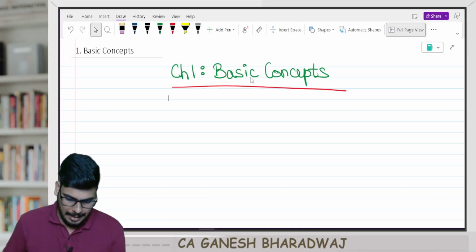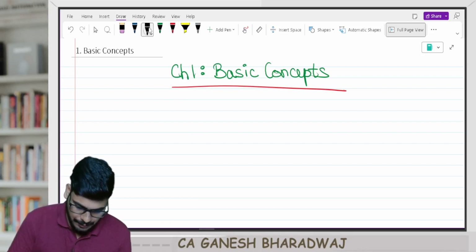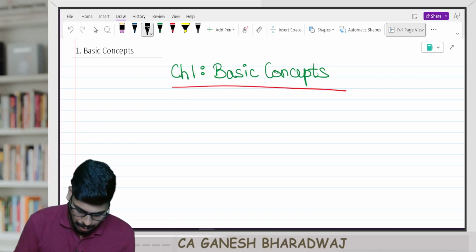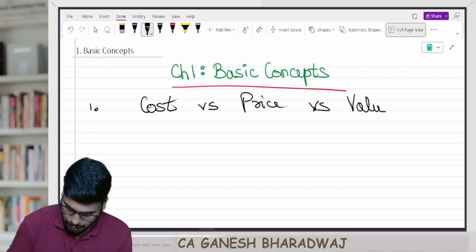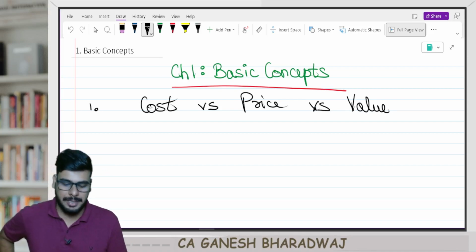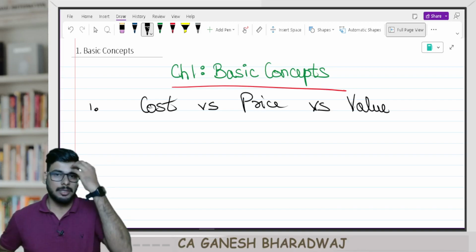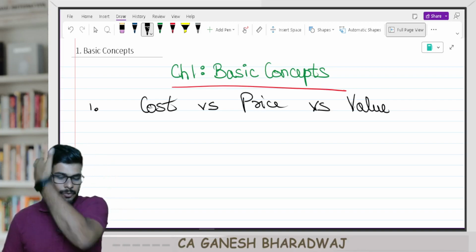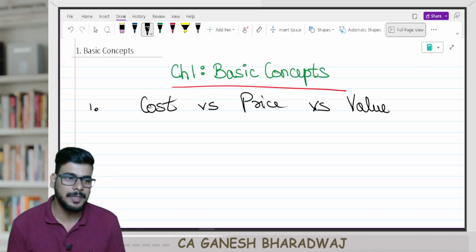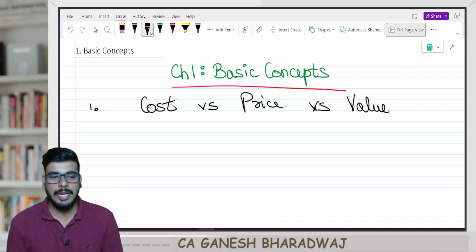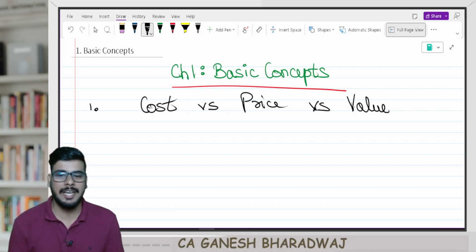Now, the first thing that I want to tell you is about a concept called cost versus price versus value. Please write it down. Cost versus price versus value. First, you should know the difference between these three. The problem is we tend to use these words interchangeably. No, these three words have different meanings altogether. I will explain it.